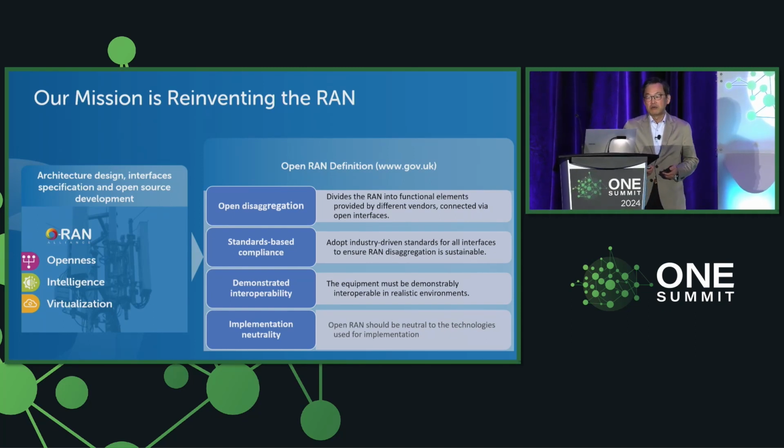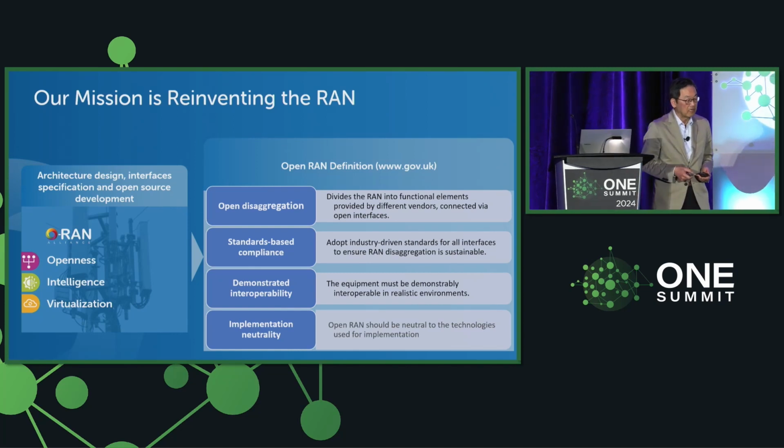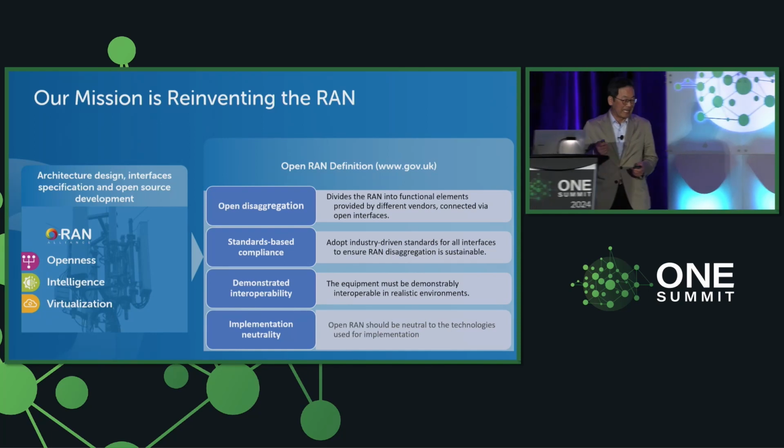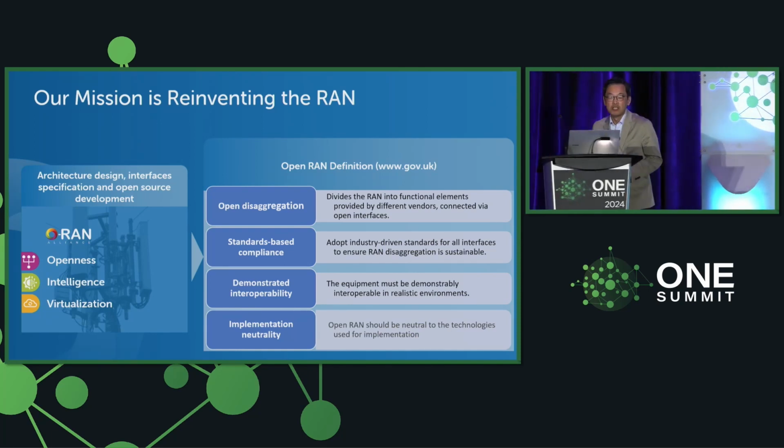So at this nice definition done by the UK government, at its heart, there are 4 Open RAN principles shown on the right-hand side. It's probably not so readable, but you can see the highlighted keywords: open disaggregation, standard-based compliance, demonstrated interoperability, and last but not least, implementation neutrality.